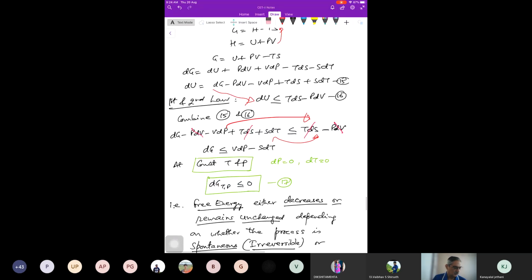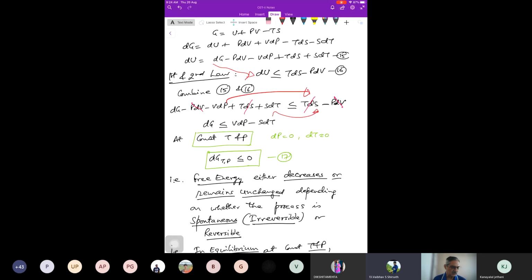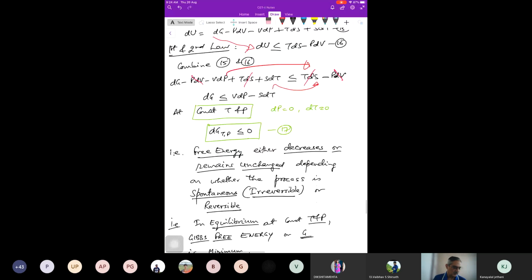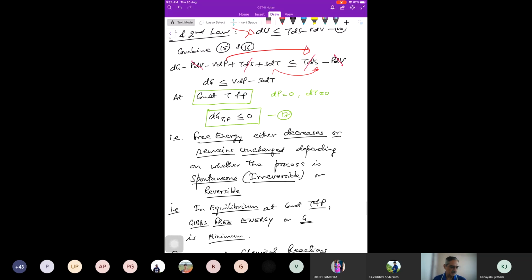So free energy decreases or remains unchanged depending on whether the process is spontaneous. If it is spontaneous or irreversible, it is decreasing, that means it is less than 0, or if it is reversible, it is equal to 0. So in equilibrium at constant temperature and pressure, Gibbs energy, or G, is minimum.